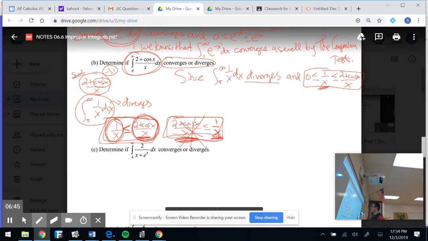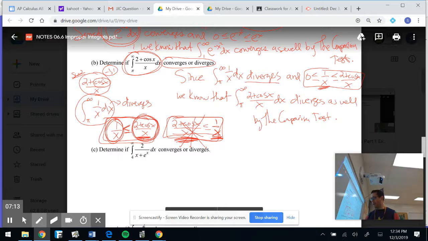So since both of those are true, we know that the original problem, the one that I was unable to find the antiderivative of, diverges as well by the comparison test. All right, how about it? Not bad, not bad.